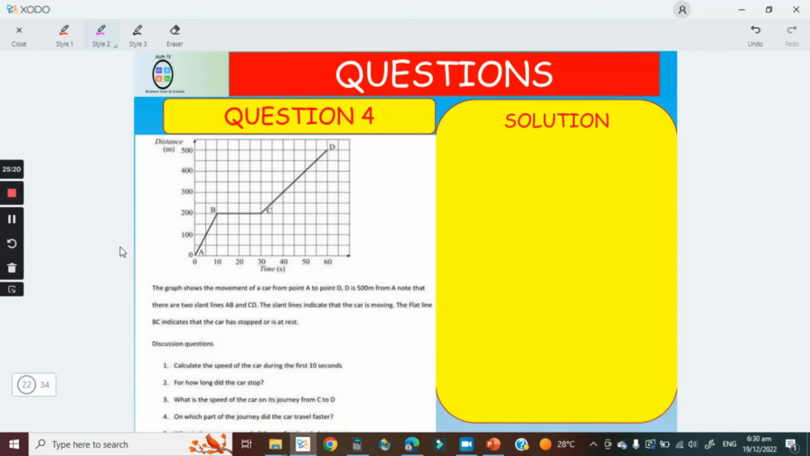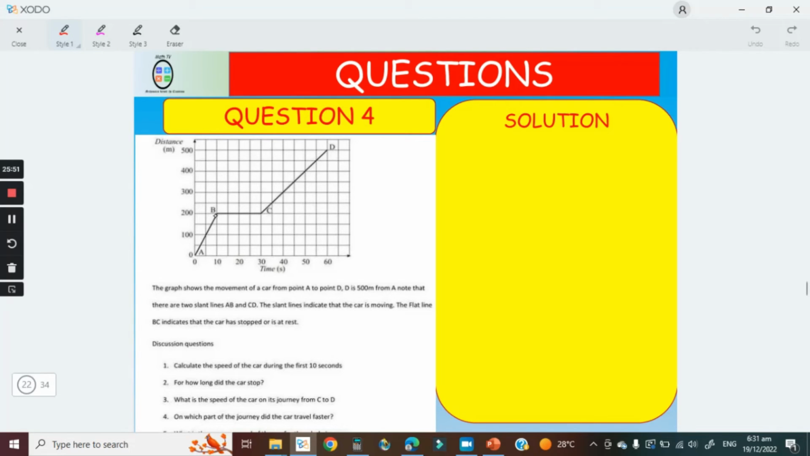All right. Now, right here, it gives us this question and it says, the graph shows the movement of a car from point A to point B, 500 meters from A. Note that there are two slants, AB and CD. The slant lines indicate the car is moving. The flat line BC indicates the car has stopped or is at rest. Now it says calculate the speed of the car in the first 10 seconds.